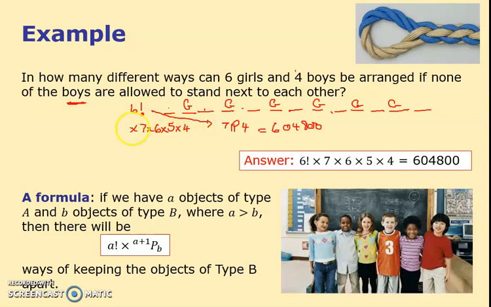And so this formula, if you like formulae, might be a way to think about this. I've got A objects and B objects. For the bigger of the two numbers, I basically do A factorial, then A plus 1, notice that's my 7 rather than my 6 because of the ends, P B. So I suppose we're getting ready for the next lesson.